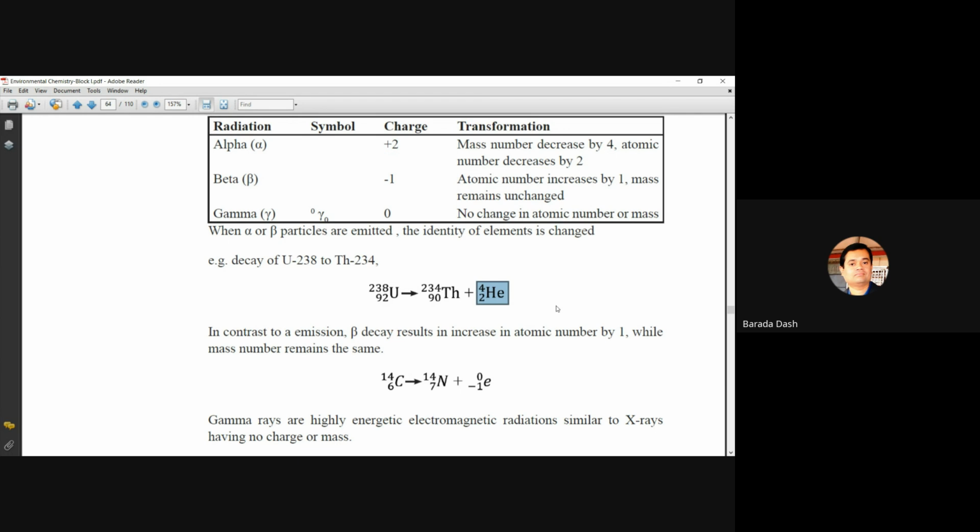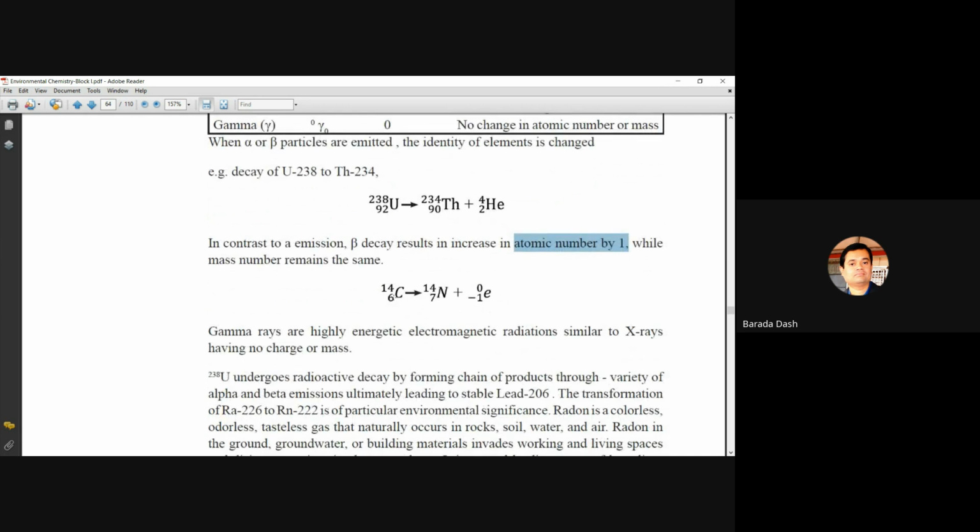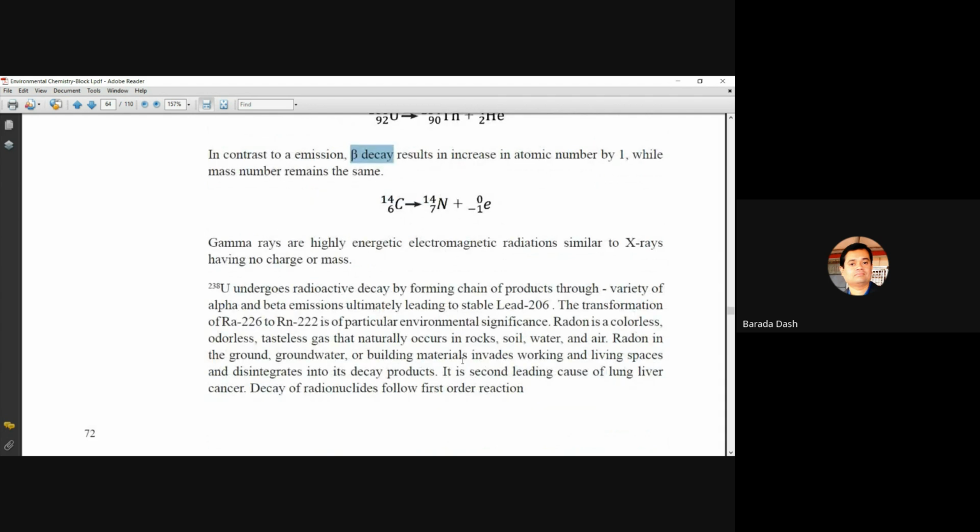In contrast to alpha emission, beta decay results in increasing atomic number by 1. So see, say carbon 14 6, when it decays by beta particle emission, becomes nitrogen 14 7 and an electron 0 -1. Gamma rays are highly energetic electromagnetic radiations similar to X-rays, having no charge and no mass.